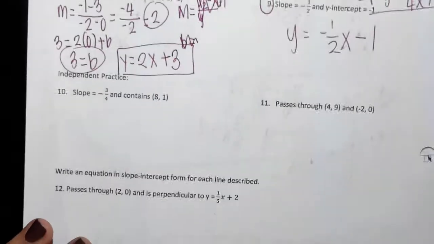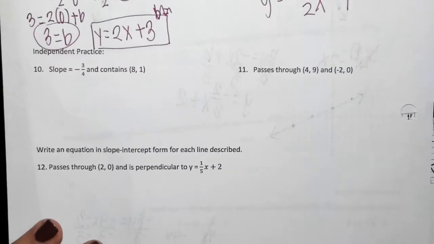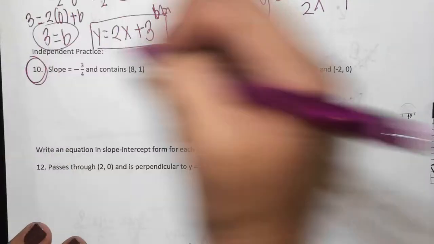Okay, what I need you to do before the bell rings, or for homework if you don't finish before the bell rings, is 10 and 11.